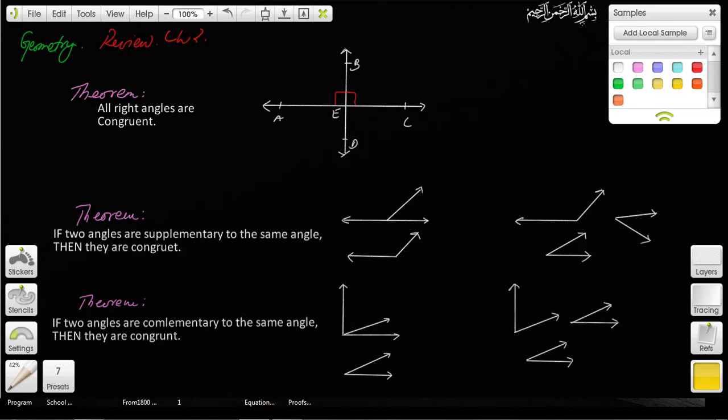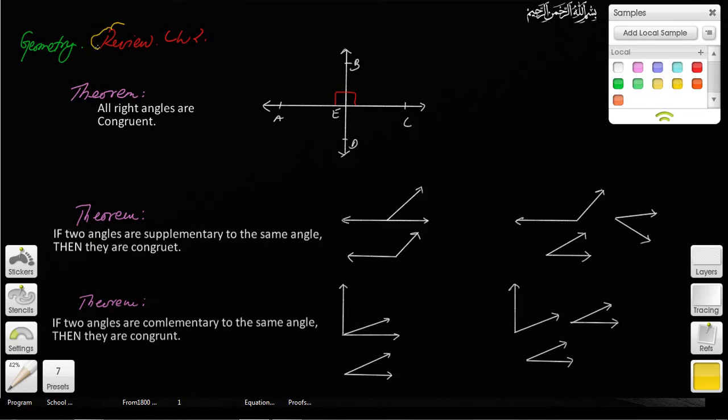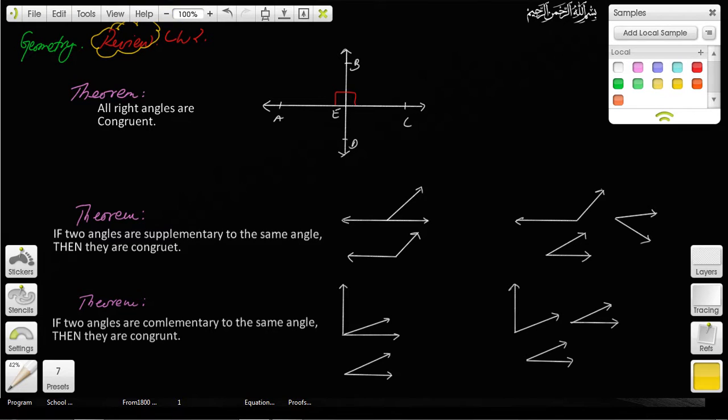Bismillah ar-Rahman ar-Rahim. I just wanted to review some important theorems from chapter 2 before we go on to our new theorems in chapter 3, inshallah.